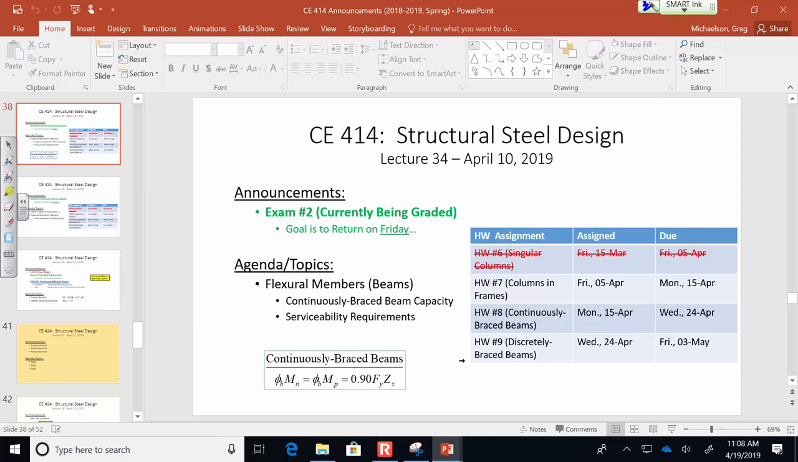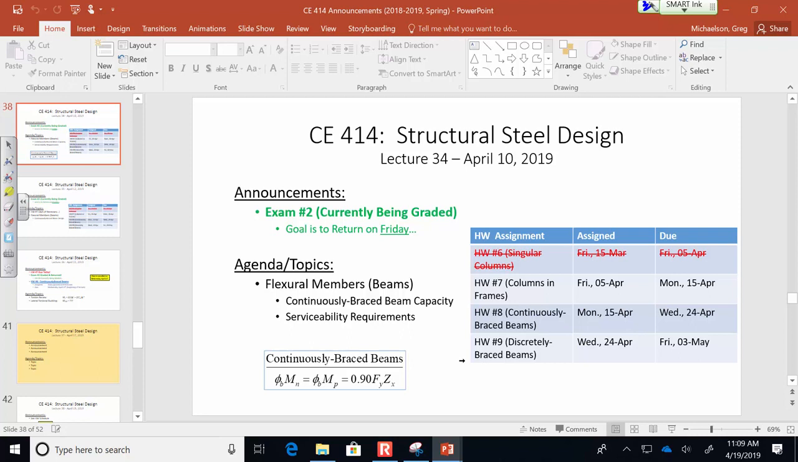Ultimately, what we're going to try and do is develop a curve that looks something like this. We're going to have moment capacity on this axis, and the unbraced length on this axis. Now, before we show anything about this curve, there are a couple of things that we already know. This point right here, where LB is 0, the capacity is going to be MP. That's the first thing we know about this curve.